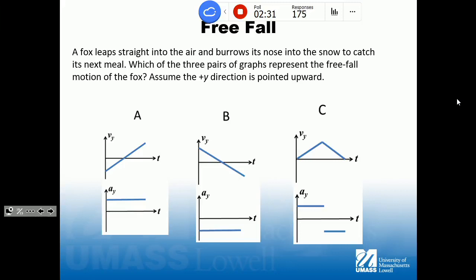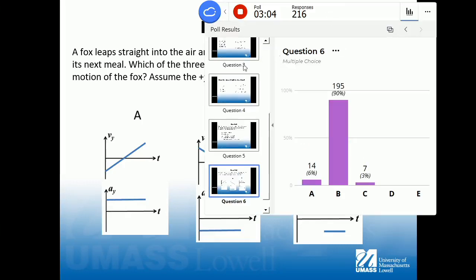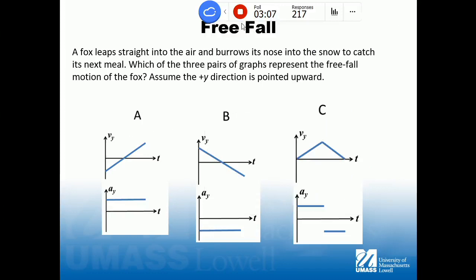No, right? Because acceleration due to gravity is pointed downwards. Right? So if my y-axis points upwards, acceleration due to gravity points downwards. And that is B. Right? It's a straight line, it's constant acceleration, but it's minus 9.8 meters per second squared. And it is, of course, the slope of the first line. Okay, so very good. Click something if you haven't.